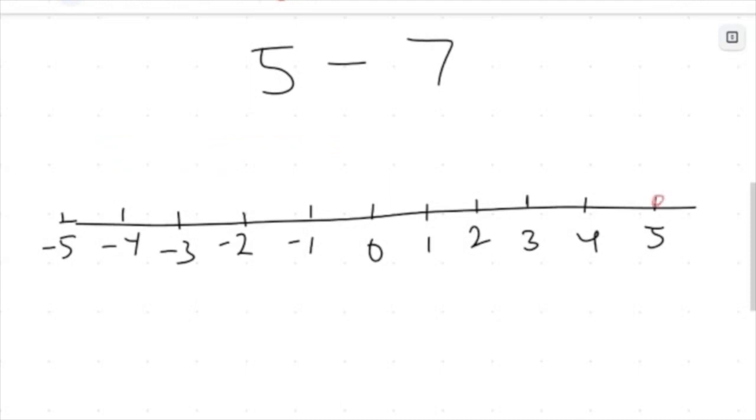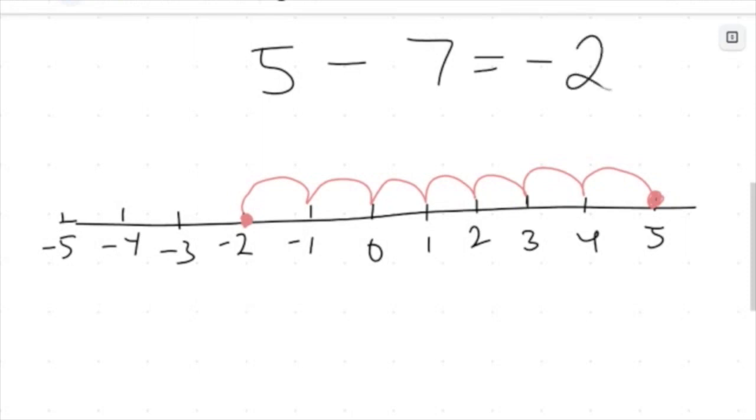So once again, I start at 5 and I want a number that is 7 less than 5. So I'm going to go 1, 2, 3, 4, 5, 6, 7 spots to my left here. That is the act of subtracting. I'm going to the left-hand side of my number line. And the number I wind up at is negative 2.